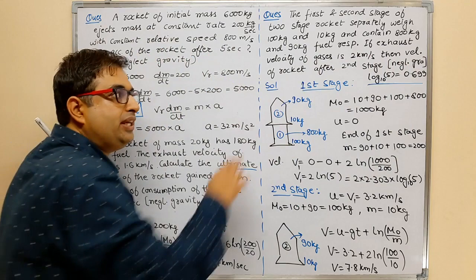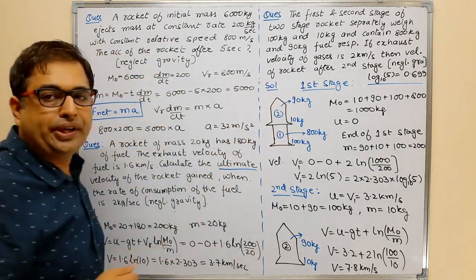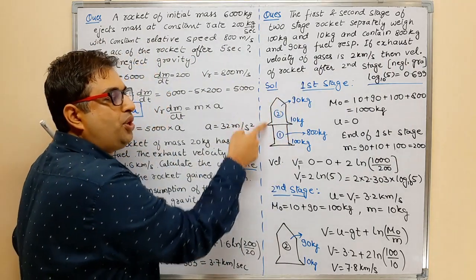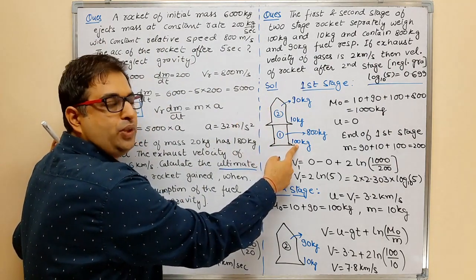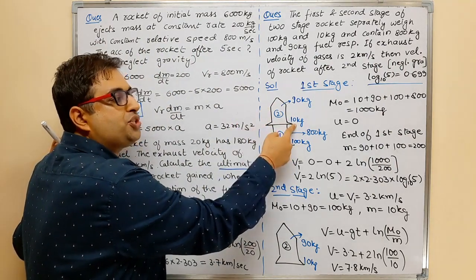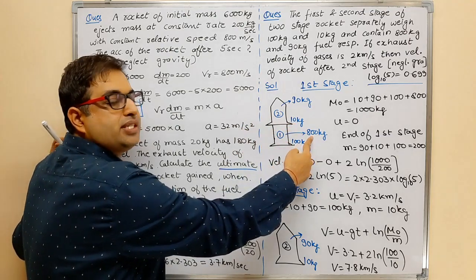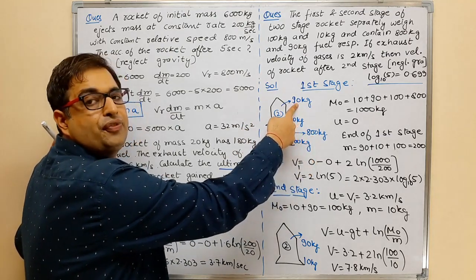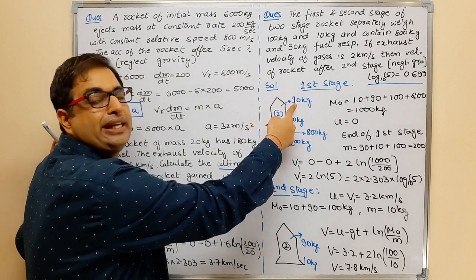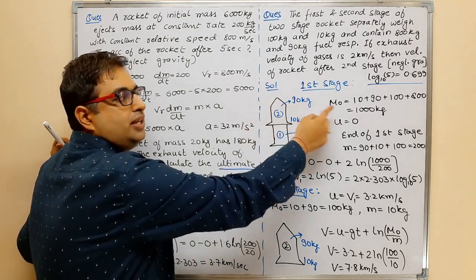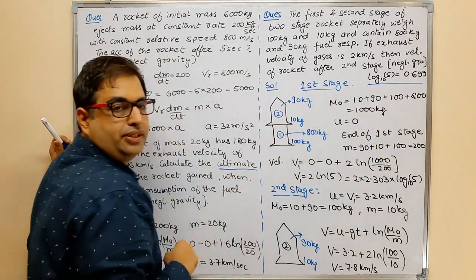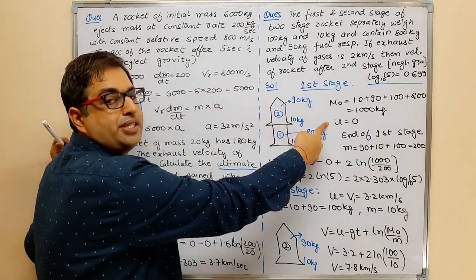First, we have to see the starting of stage 1. This is a two-stage rocket, stage 1, stage 2. Stage 1 mass is 100 and stage 2 mass is 10. Fuel mass in stage 1 is 800 and fuel mass in second stage is 90 kg. So what is the total initial mass, starting mass? It is 1000 kg. Initial velocity 0.